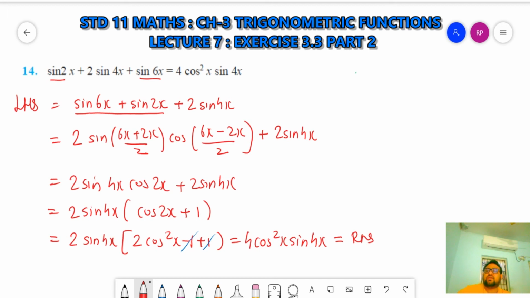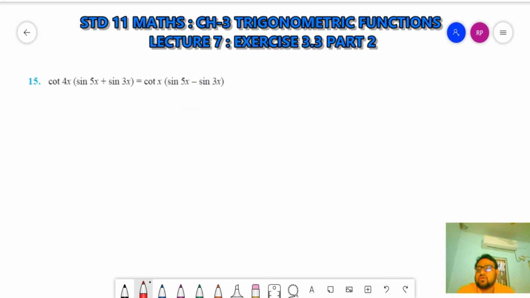Now let's move to the next one, that is question number 15. Question 15: cot 4x into (sin 5x + sin 3x) equals cot x into (sin 5x − sin 3x). Clear? So let's start with LHS: cot 4x into (sin 5x + sin 3x).